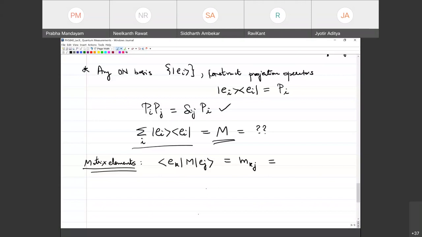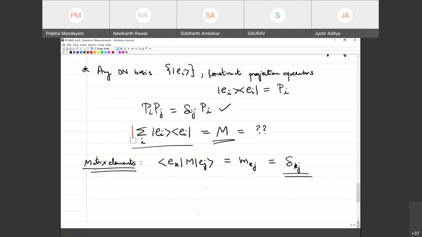Yes. Shouldn't it be Kronecker delta? Sorry? Kronecker delta, delta_KJ. Indeed, this is delta_KJ. Because what happens? This <e_k| acts on the left here, right? Then this survives only when k is the same as i. But when |e_j> acts on the right here, then this survives only when i is the same as j. So then this whole term survives only when k is the same as j, right?